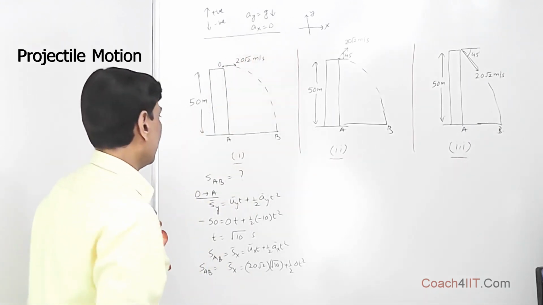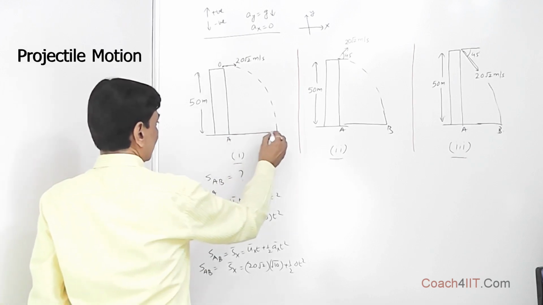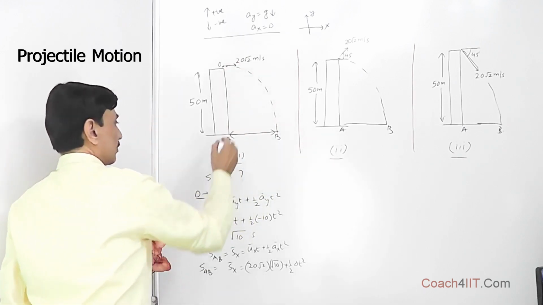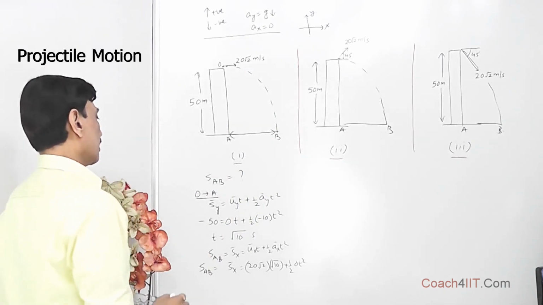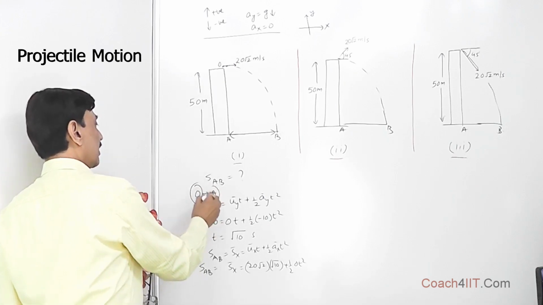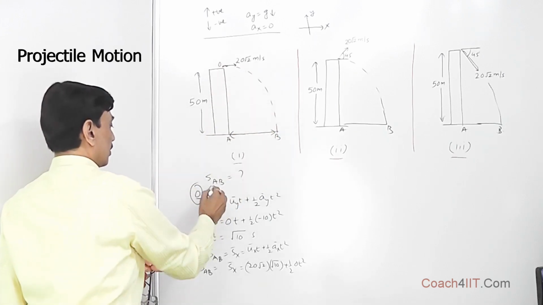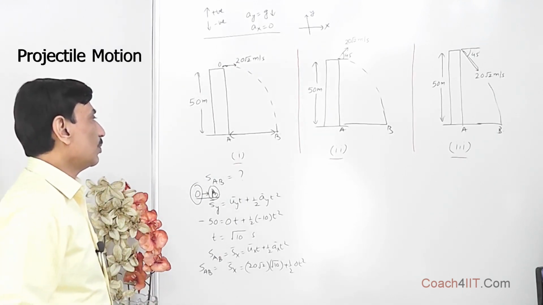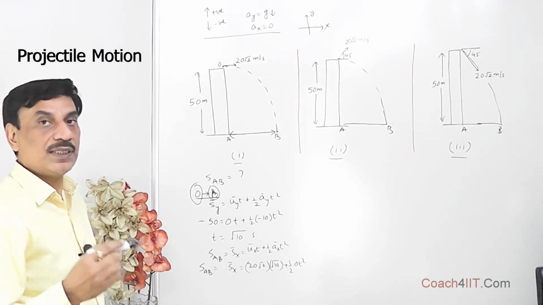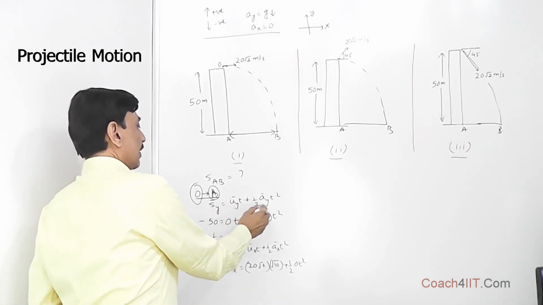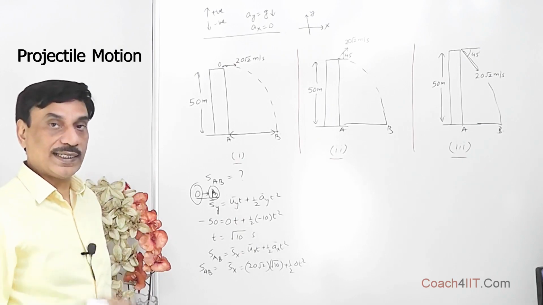Now the first case is we have to find this distance, that is how far this body is going to strike the ground from the base of the tower. So what we do is we use from O to B, that is O is our initial point of observation and B is our final point of observation. We use Sy is equal to Uy t plus half Ay t square. That is along the y-axis we are talking about.